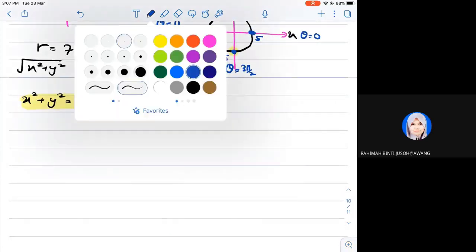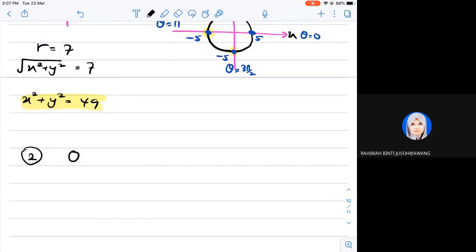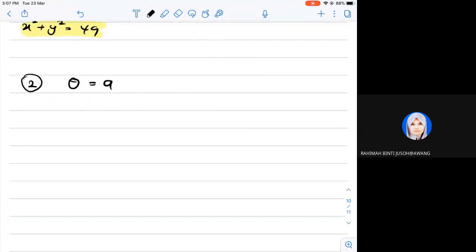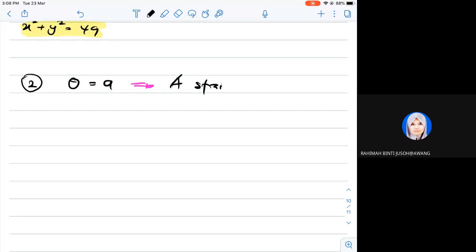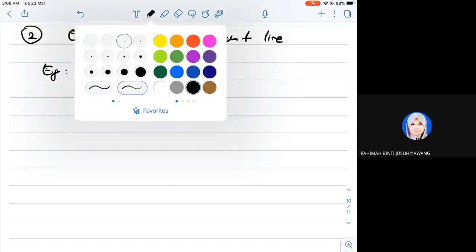Next, number 2. If you have theta equals to a constant. Okay, tadi radius yang constant dapat circle. Tapi kalau case angle yang constant, you will get a straight line. Okay, a straight line. Okay, for example, sketch the graph of theta equals to, let's say, 30 degrees. Okay, so let's say saya buat table.